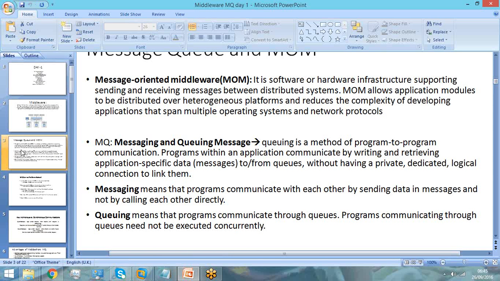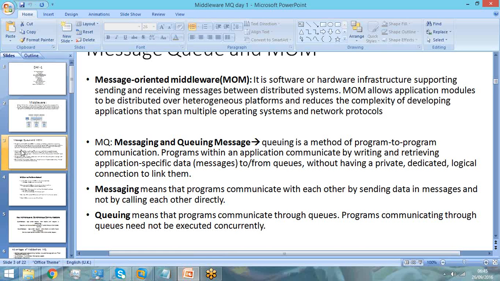So we saw what MOM is. Now we will see how IBM MQ works. What concepts are used in MQ to facilitate the exchange of messages? How does it exchange messages? What is the communication method? In MQ, we use a queuing method.